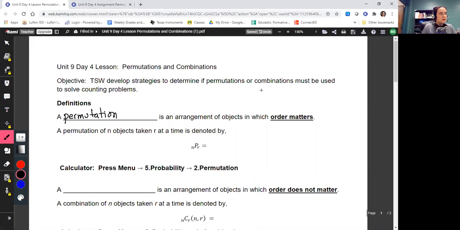And when we deal with a permutation, we write down the number of blanks we're trying to fill and then fill in the appropriate numbers and multiply across to find what it equals to.